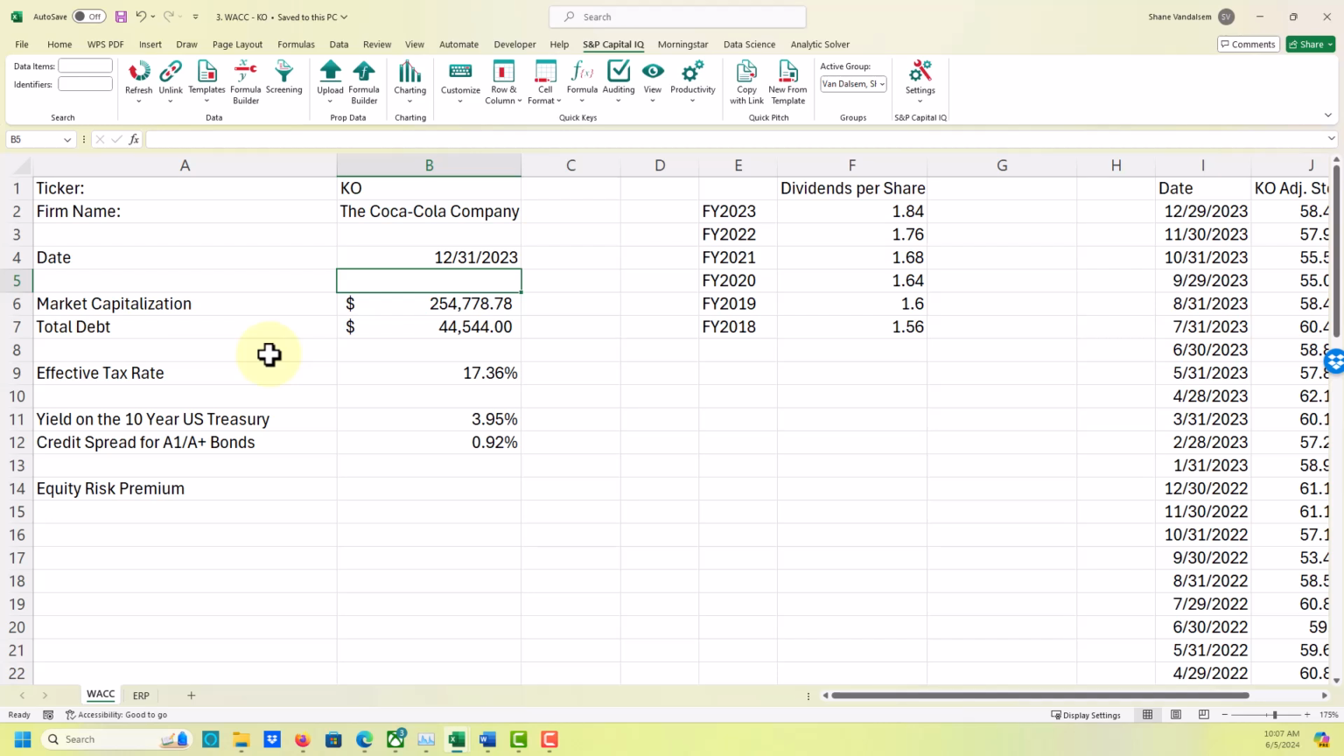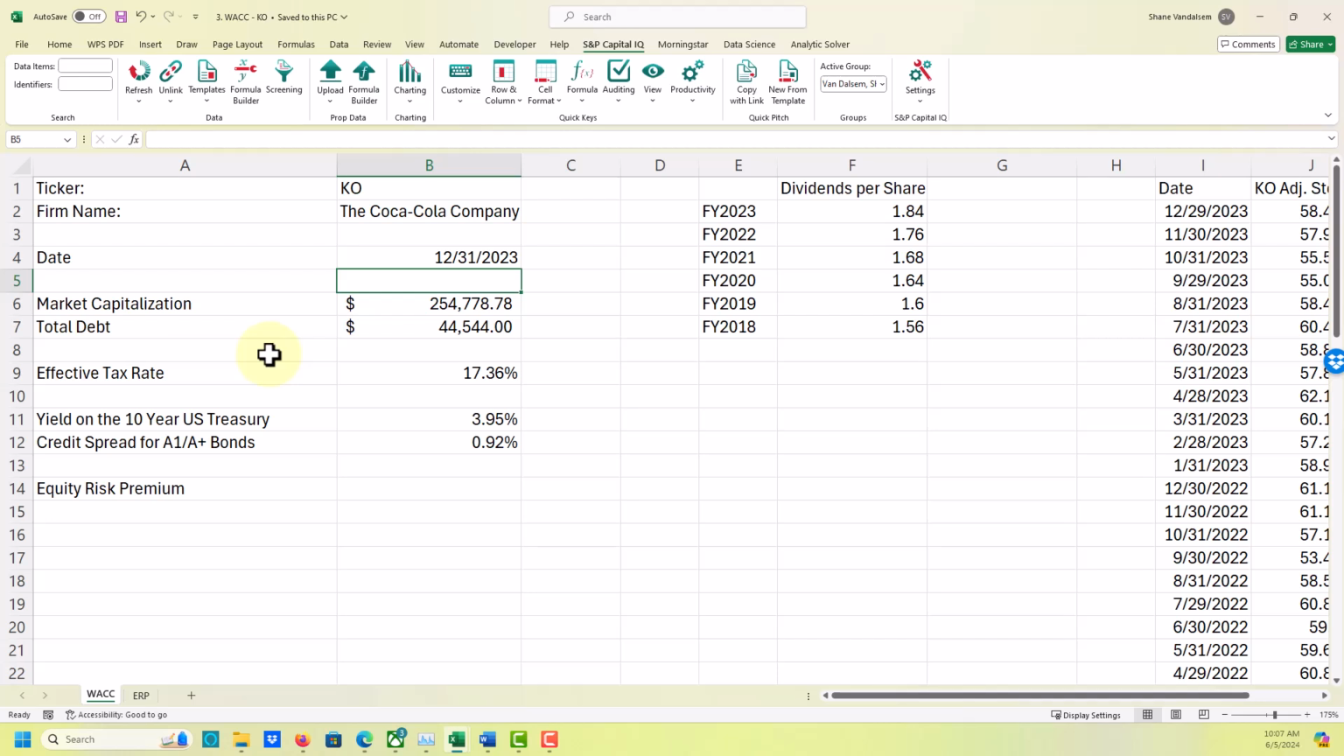The total debt that they had on their balance sheet was $44.544 billion. Note that when we say total debt, we're talking about the interest-bearing debts for the firm, not all the liabilities of Coca-Cola. We just want the investor-supplied funds.